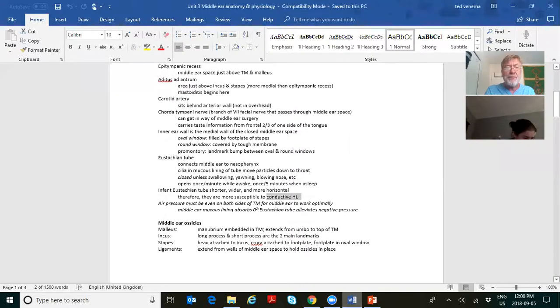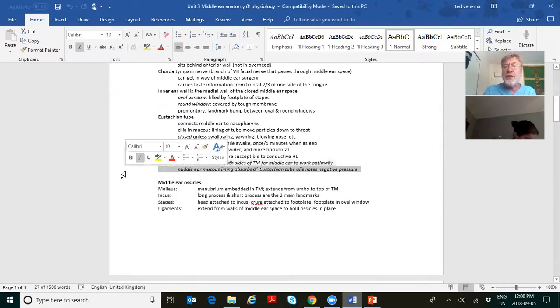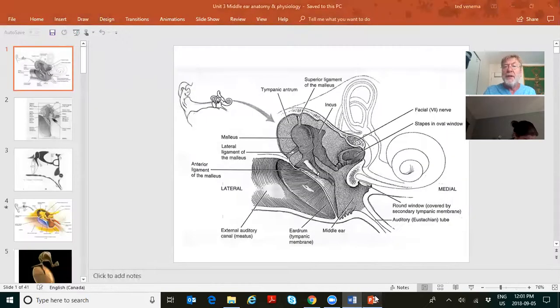Okay, good. Look what it says here. Air pressure must be even on both sides of the eardrum for the middle ear to work optimally. Middle ear mucus lining constantly absorbs oxygen, O2. So with the Eustachian tube, what would happen here is you'd constantly get negative air pressure because the mucus lining is constantly absorbing oxygen. So periodic opening of the Eustachian tube allows new air to get in and replenish the supply.